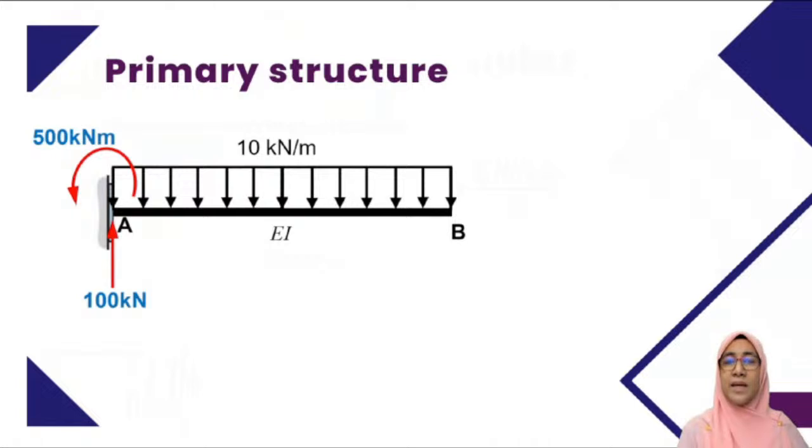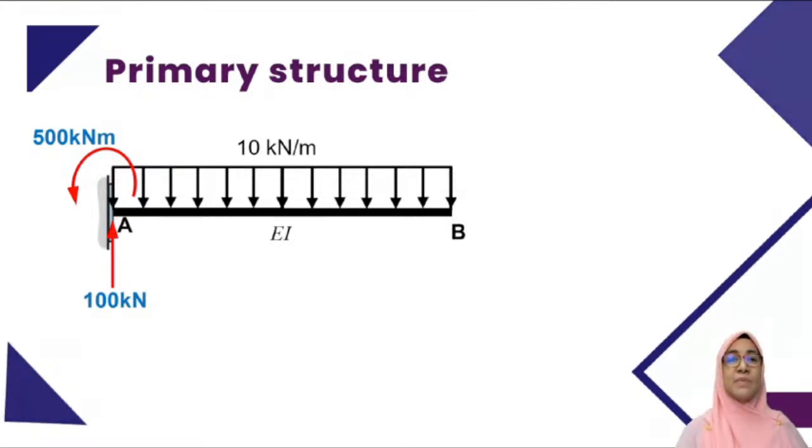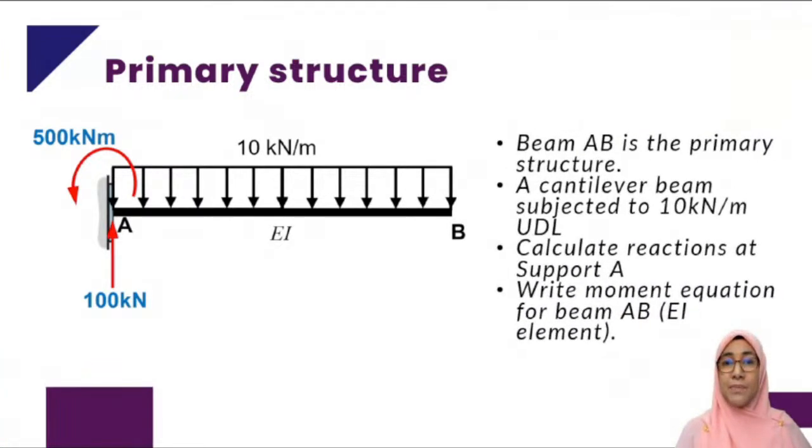Okay, so let's look at the primary structure. The primary structure is a structure after removing redundant. When we remove member BC, the beam is a cantilever beam, and a cantilever beam is a determinate beam. So this cantilever beam is subjected to 10 kilonewton per meter UDL, and we need to calculate reaction, and after that we have to write moment equation.